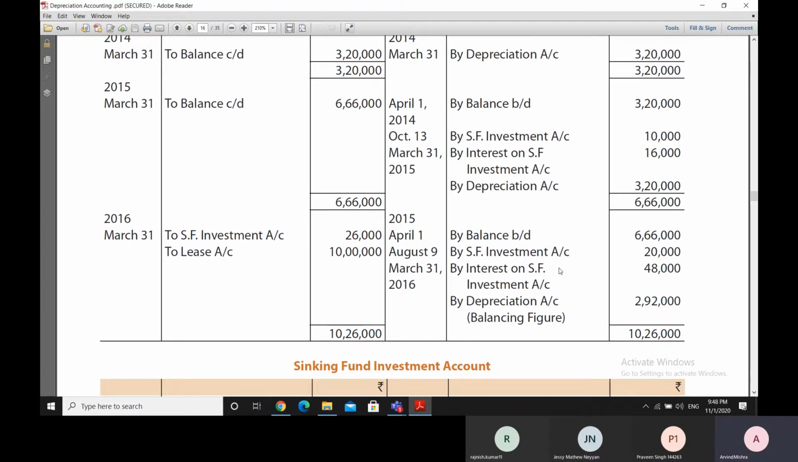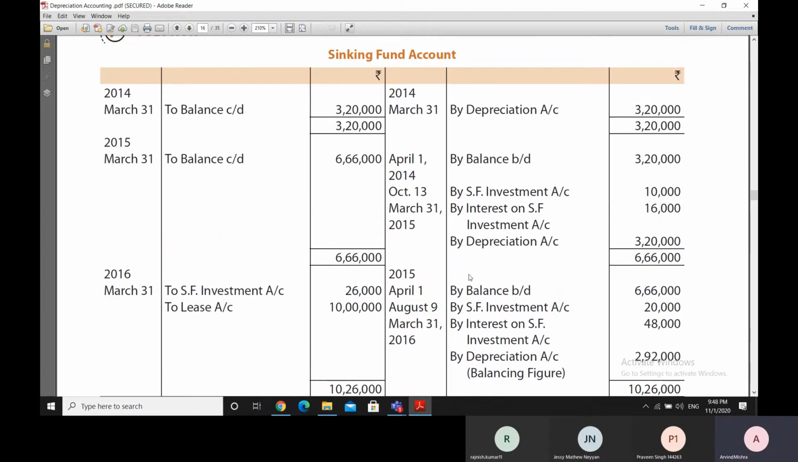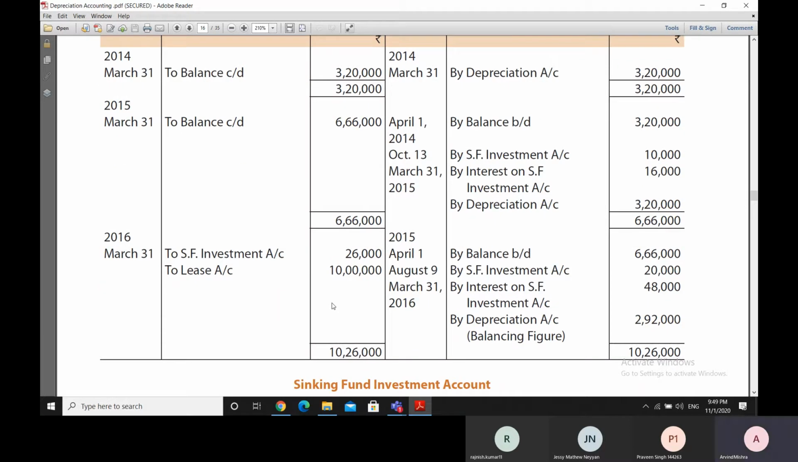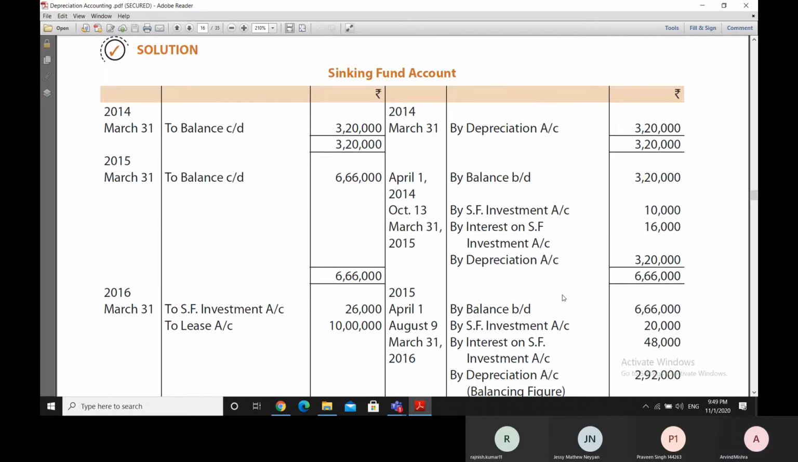So finally, we also know that in the sinking fund investment account, we have 26,000 rupees, and therefore we debit the sinking fund account and credit the sinking fund investment account with this 26,000 rupees. And finally, we get a balancing figure of 2,92,000 rupees for depreciation for the last year.